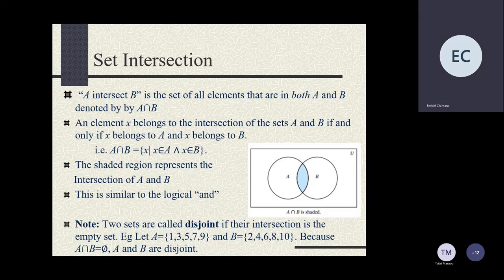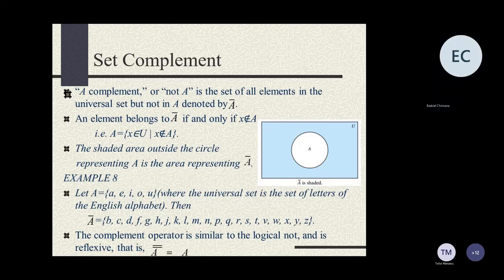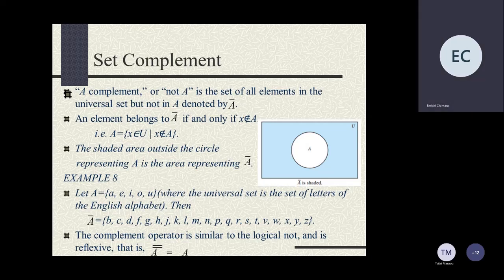So let's talk about the set complement. A complement or not A is the set of all elements in the universal set but not in A, which is denoted by A bar. It can be denoted by A bar, or you can use A to the power C as the complement. And also you have to note that those elements must be in the universal set but not in A. That's a complement. So an element X belongs to A complement if and only if X is not an element of A.